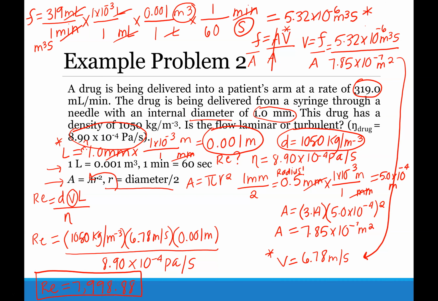So it's asking you, is the flow laminar or turbulent? And so 7,000 to basically 8,000, 7,998, 8,000 is way greater than 3,000. So this is going to be turbulent flow, not laminar flow. It's going to be turbulent flow.